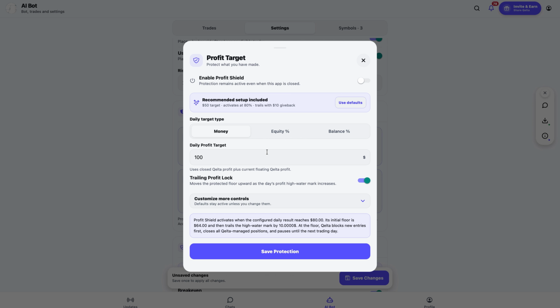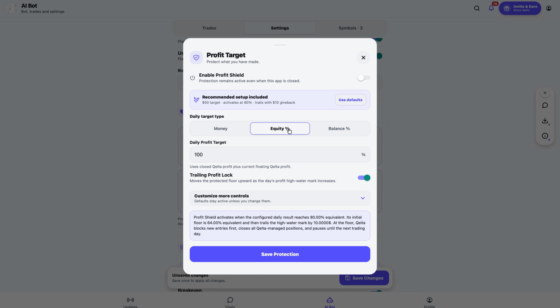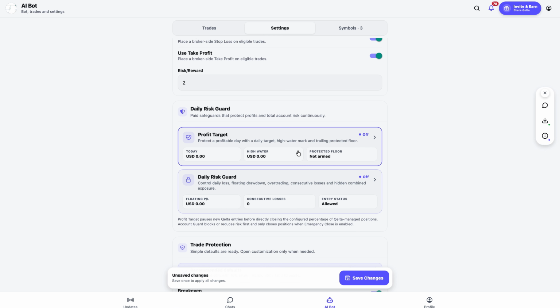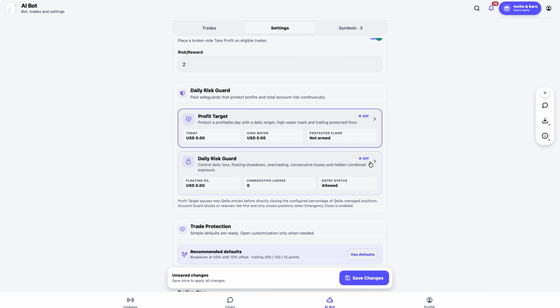And then you can also set up your daily targets, which can be money, which is the profit which you can make in a day. So if your bot gets to $100 profit target, which is your target, that means the AI trading bot will stop trading for that day. You can also set it out for equity percentage, balance percentage. That's all up to you, or just use the default settings.